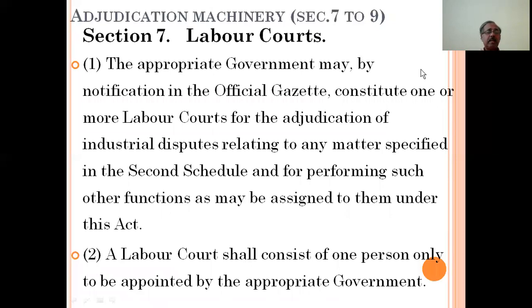So as per section 7, in order to resolve industrial disputes, the appropriate government may, by notification in the official gazette, constitute one or more labor courts relating to any matter specified in the second schedule of the Industrial Disputes Act 1947, and for performing such other functions as may be assigned to them under this act. A labor court shall consist of one person only, to be appointed by the appropriate government.